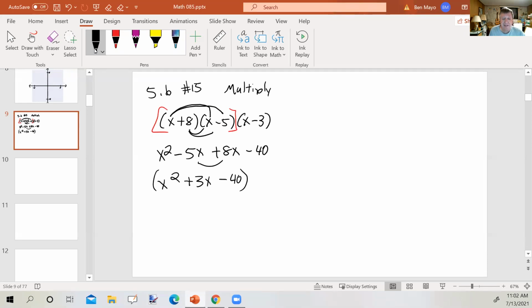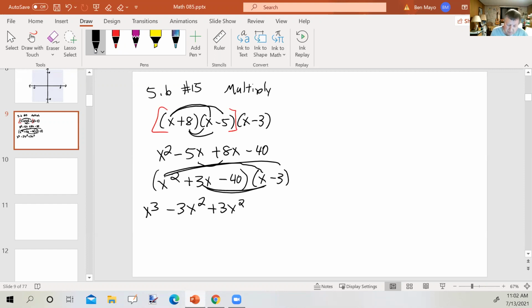We're now going to take that resulting trinomial and multiply it by the final binomial. So now we've got x squared times x is x cubed. X squared times minus 3 is minus 3x squared. Moving on, 3x times x is plus 3x squared. 3x times minus 3 is minus 9x. Moving on, minus 40 times x is minus 40x. And minus 40 times minus 3 is plus 120.